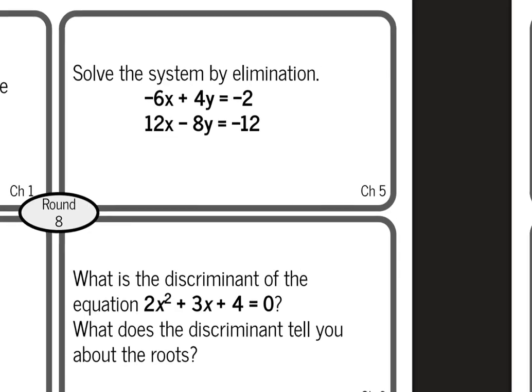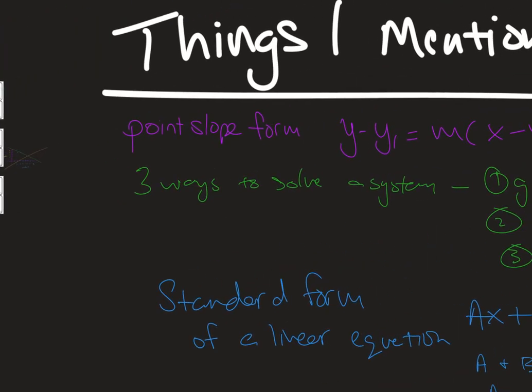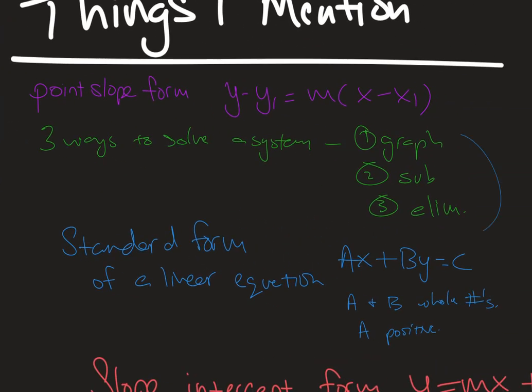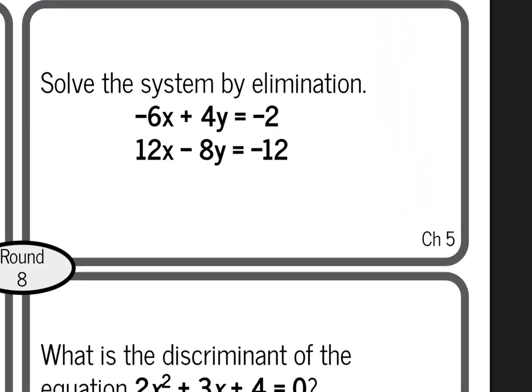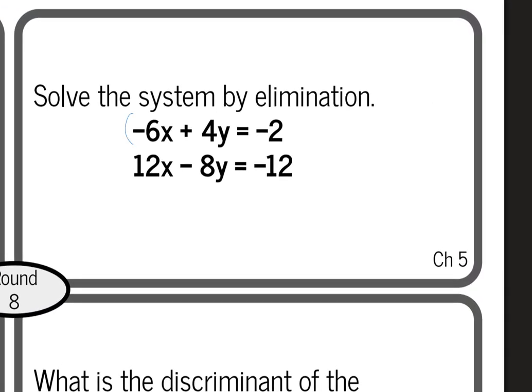Solve the system of equations by elimination. We had mentioned that there are 3 ways to do that, but this one specifically mentions doing elimination. So what I'm going to do is multiply the top equation by 2, and that will give me negative 12x plus 8y equals negative 4, and then I will add these 2 equations. That was a plus sign.